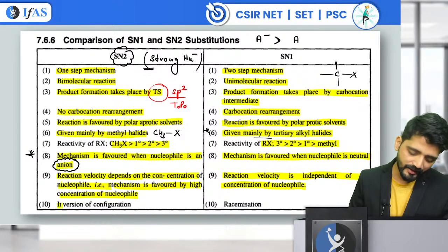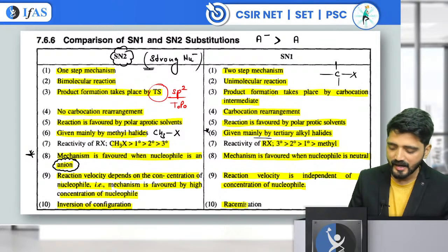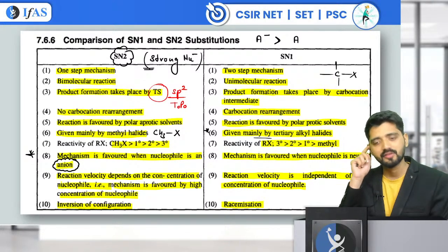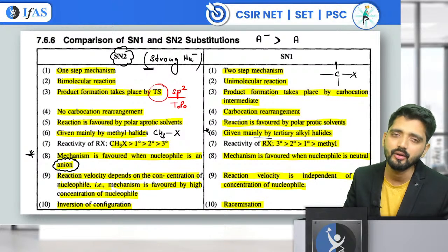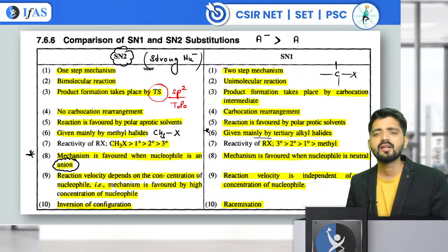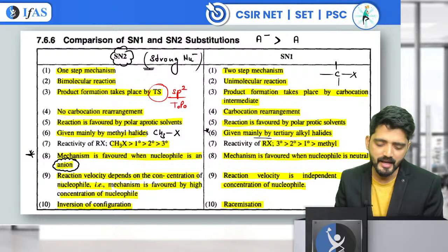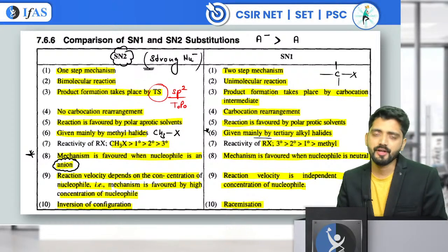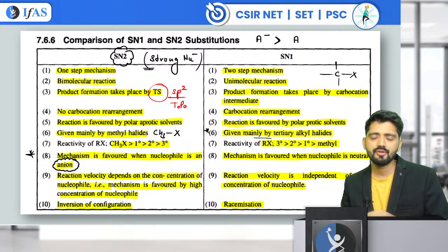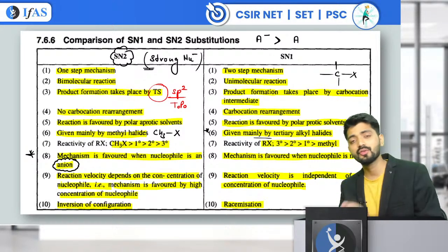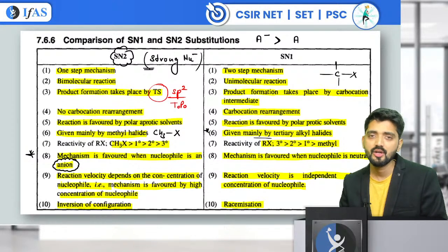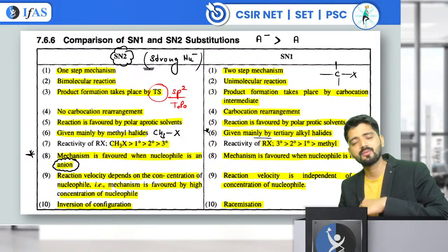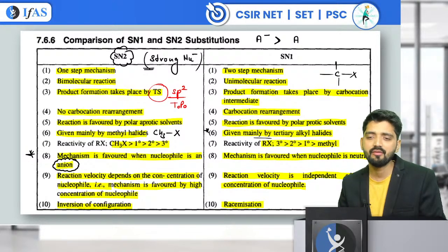The last point says that inversion of configuration takes place in SN2, and in SN1 racemization takes place. That's all we have studied, and I have summarized all the points in one table. If we have understood this, then we will try to solve some more questions on SN1 and SN2. Now there are few substrates which never give an SN2 reaction, and there are few substrates which can never give an SN1 reaction. There are few substrates which give very fast SN1, and there are few substrates which give very fast SN2. So we must be aware of them also.